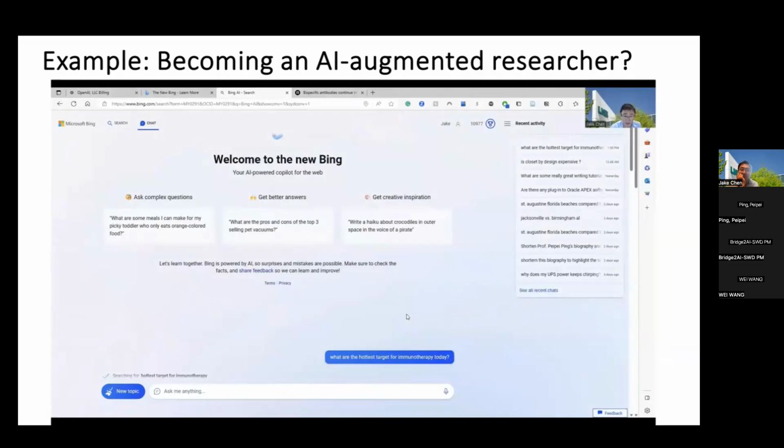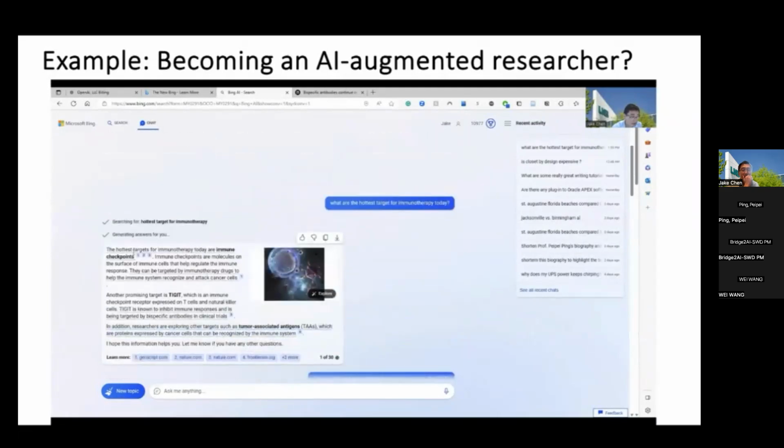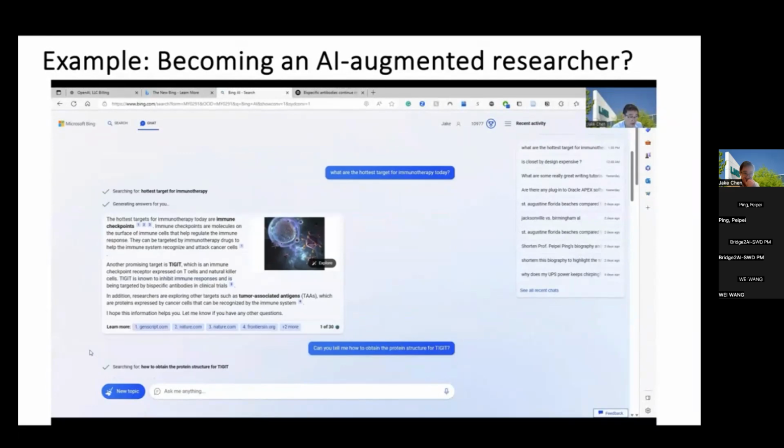Imagine I'm a person who does not know too much about immunotherapy. And I'm asking the question, what are the hottest targets for immunotherapy today? It's giving me all of these answers, and I'm interested in seeing immune checkpoints. I already know some. And an interesting target, TIGIT, that's known to inhibit immune responses during viral infections. And tumor-associated antigen, that's for cancer therapy.